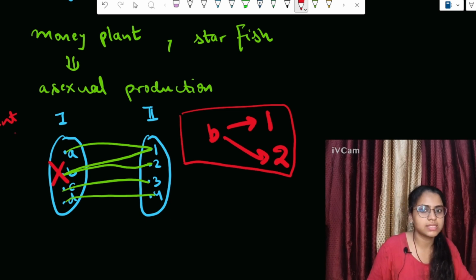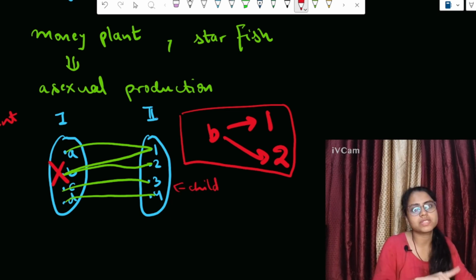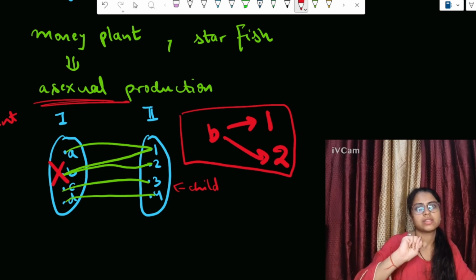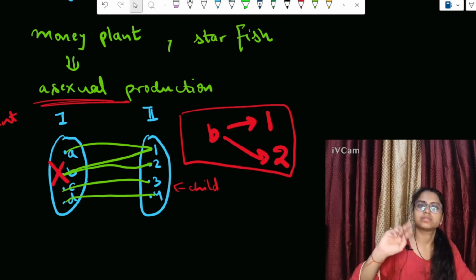Okay, so if this is the parent set and this is the child set, this is not possible. Asexual type of thing is not splitting in 2 parts. That type of reproduction is not allowed.